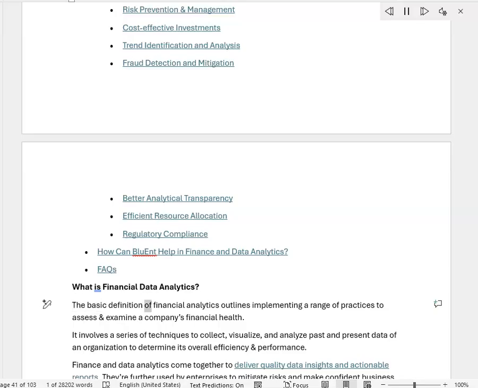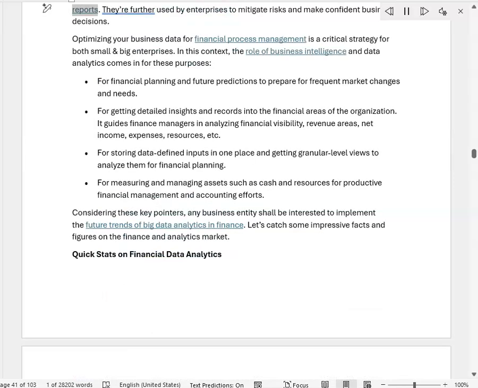What is financial data analytics? The basic definition of financial analytics outlines implementing a range of practices to assess and examine a company's financial health. It involves a series of techniques to collect, visualize, and analyze past and present data of an organization to determine its overall efficiency and performance. Finance and data analytics come together to deliver quality data insights and actionable reports. They're further used by enterprises to mitigate risks and make confident business decisions.